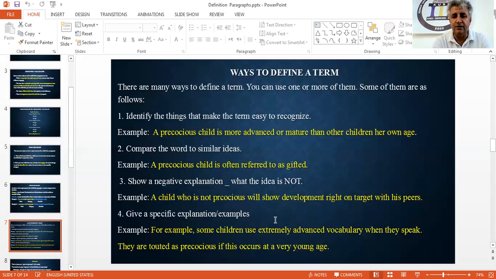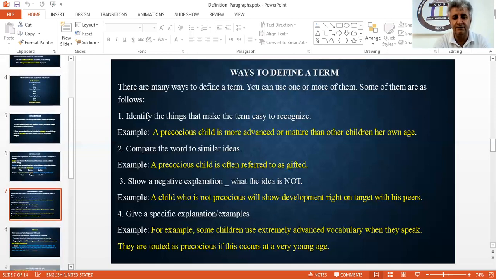For example, when you talk about a precocious child, you can write, for example, some children use extremely advanced vocabulary when they speak. They are thought of as precocious if this occurs at a very young age. This explanation belongs to the word precocious child, and you give explanation and examples to define your word in order to make it easier to understand for the readers.